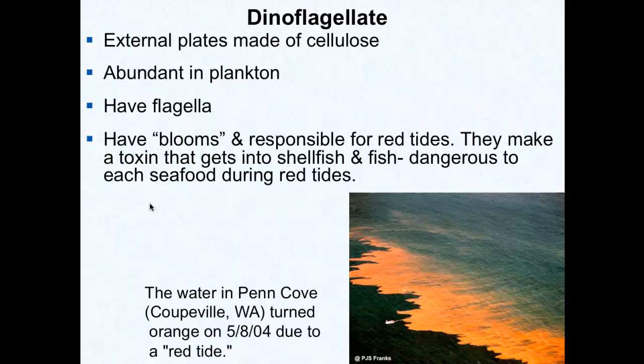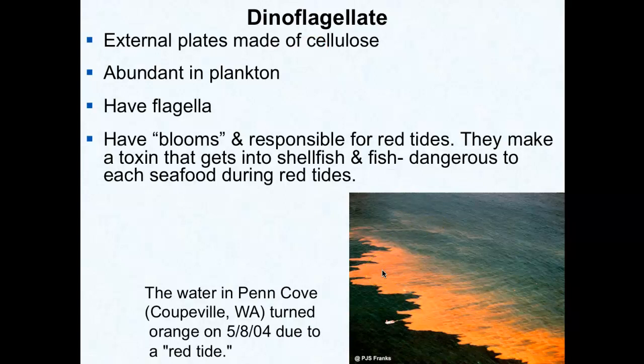So dinoflagellates will be found in the ocean. They are going to have cellulose sort of walls or plates. They're very abundant in plankton, so they're floating on the surface of the ocean. They have flagella, which is in their name, right? Flagellates, they have flagella. And the one thing about dinoflagellates that I would like you to remember is that they cause something called red tide.